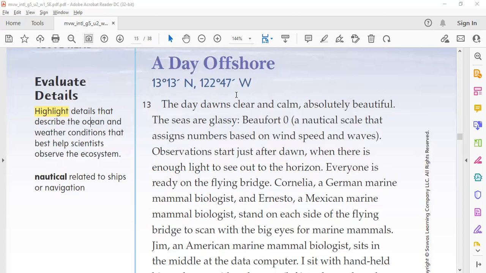Can I answer the question? Highlight details, is this it? I found the answer. Okay, just let me read and then we will find the answer together.